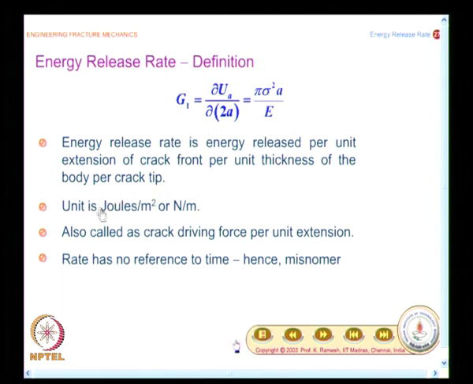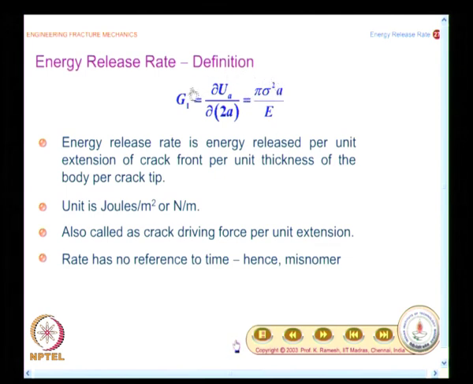And the unit for energy release rate is joules per meter squared, or in other words Newton per meter, and this can also be called the crack driving force per unit extension. And a very important point to note is, whenever you have the terminology rate, you expect something to do with time. Here there is no question of time being brought in. So, calling this energy release rate is in a sense a misnomer.